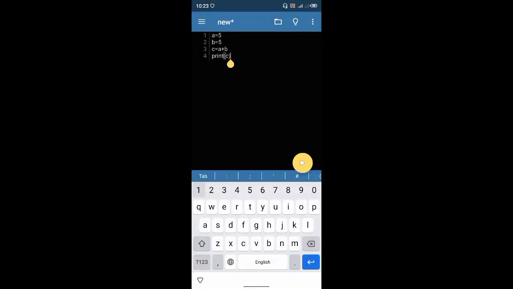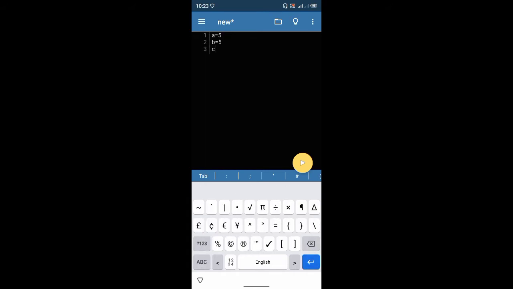The second is subtraction. Let's take an example. a is equal to 5 and b is equal to 5. Let's say that c is equal to a subtracted by b, and let's see the result. So it's surely displays 0.